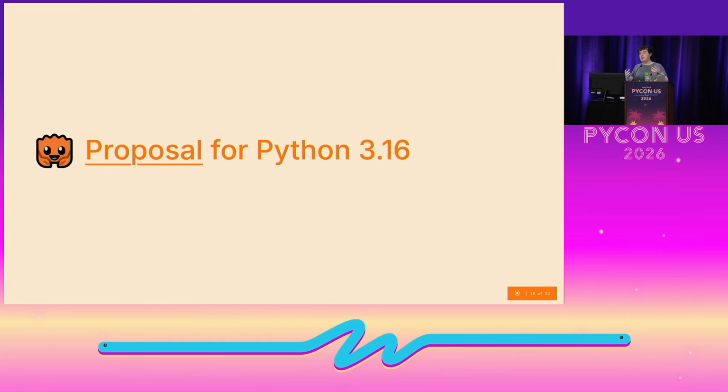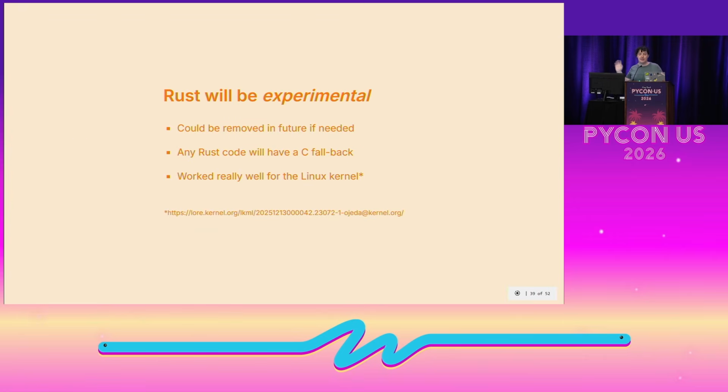So I want to talk a little bit about the proposal for Python 3.16. We're currently discussing introducing Rust in 3.16, and I want to emphasize this is a proposal. It's up to the steering council to decide whether it happens or not. I also want to emphasize that it will be experimental.